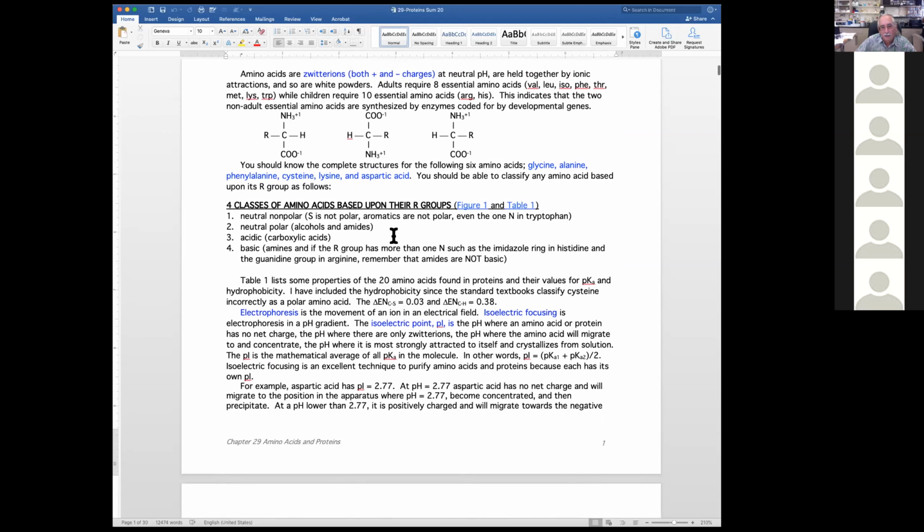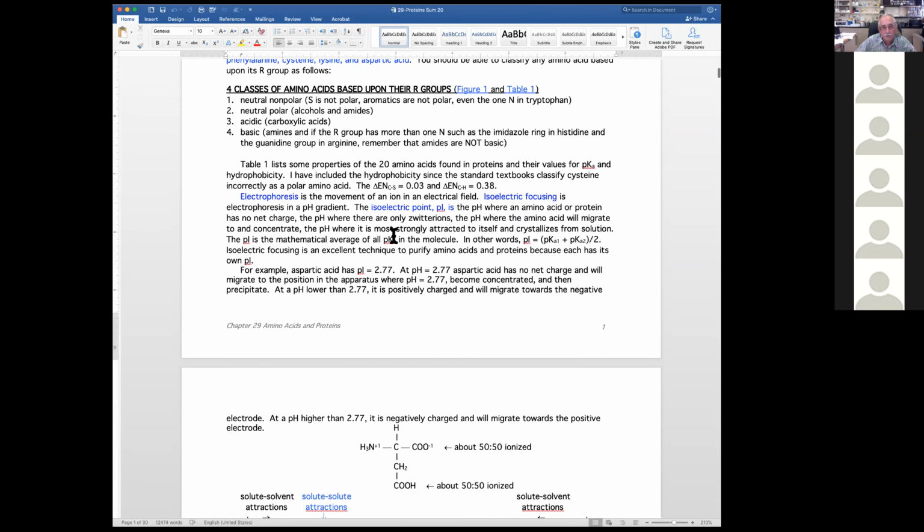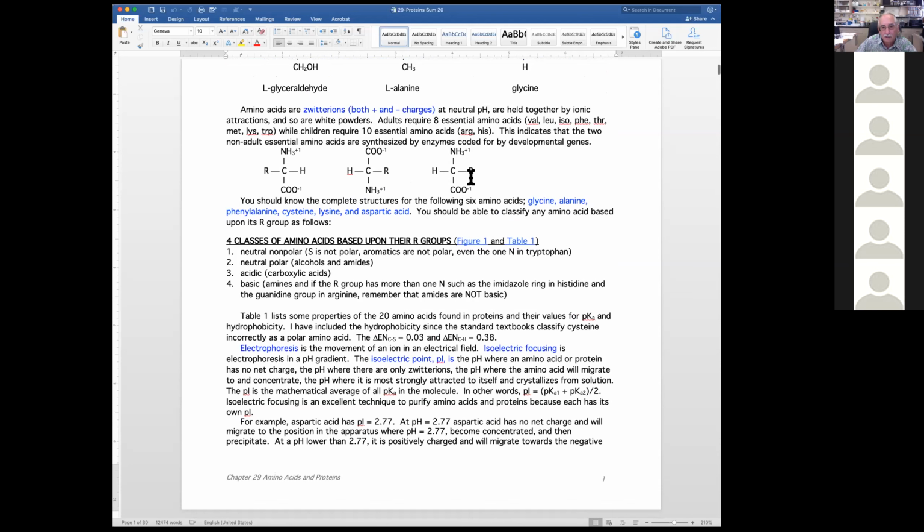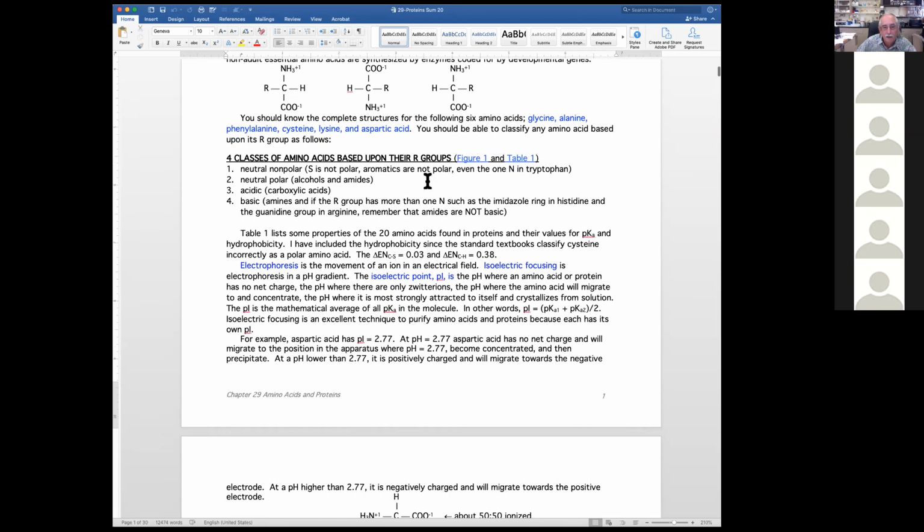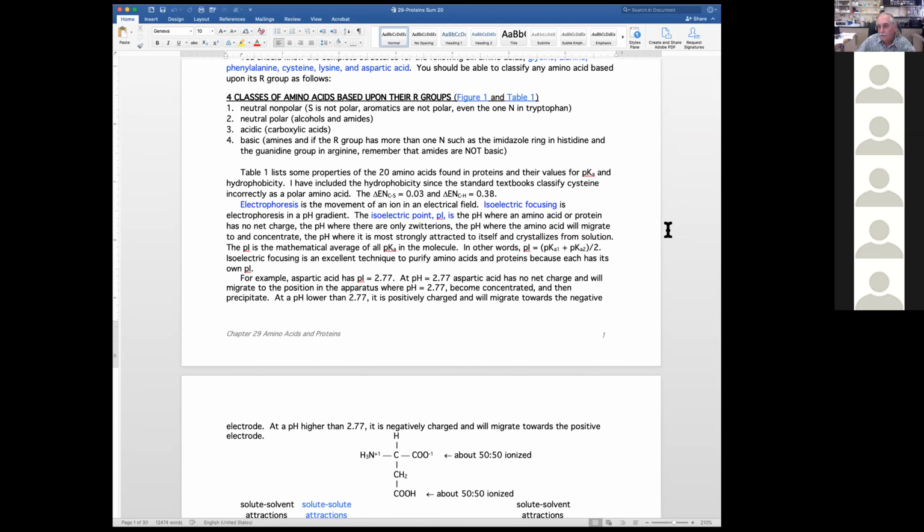Anyway, we take all amino acids and put them into 4 different classes based upon their R groups, because whatever this is, all the rest is the same from amino acid to amino acid. So I'm going to go through them from an organic chemistry standpoint.